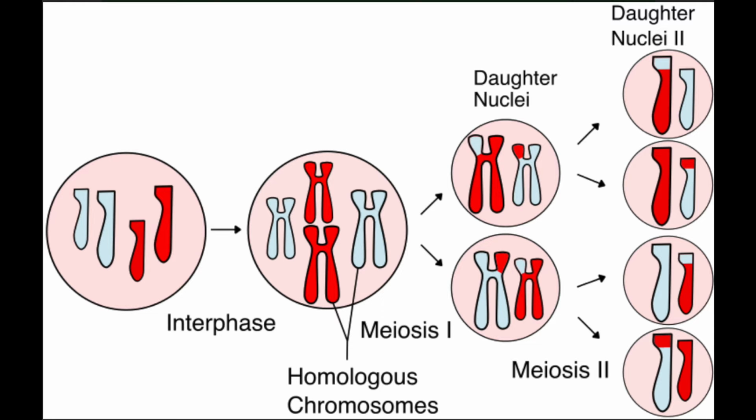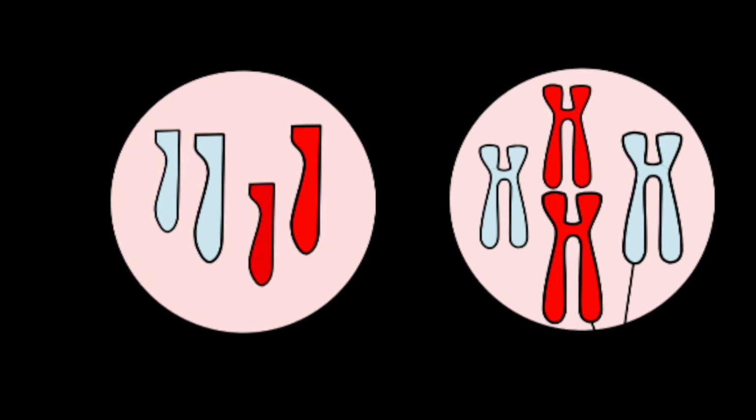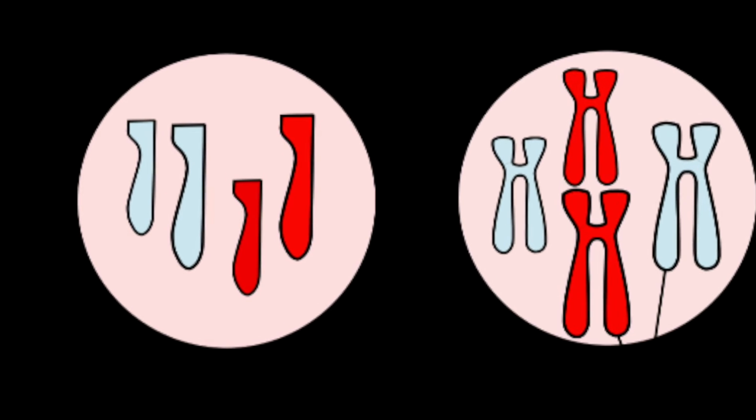Meiosis is a form of nuclear division that produces 4 haploid nuclei from one diploid nucleus. Meiosis involves 2 cycles of division, meiosis I and meiosis II, which result in 4 daughter haploid cells. Prior to meiosis, during interphase, the DNA is replicated so that all chromosomes consist of 2 sister chromatids.